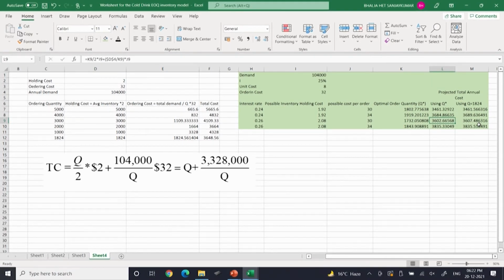So, what we are learning is that even though there is a variation in the holding cost and ordering cost, there is not much variation in the total cost. So, we conclude that the EOQ model, that is 1824, the answer which we got, is robust. It will not be affected by small changes in our ordering cost and inventory holding cost. I will go back to the presentation now.